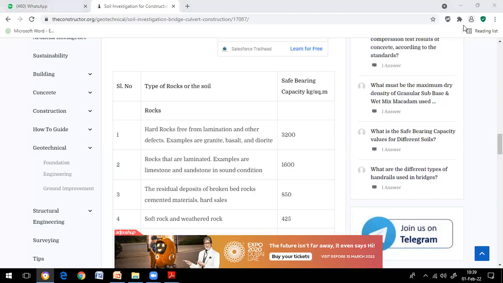Akil, mute. Guys, is the screen visible? Is the bearing capacity of soil table visible? Yes, sir, visible.